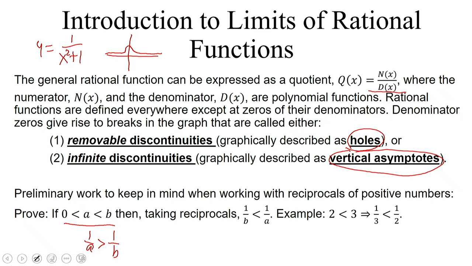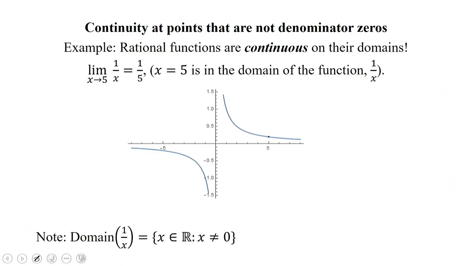But you might want to keep in mind a simple little example that will help you to keep track of this. If 2 is less than 3, when you take reciprocals, a half is going to be bigger than a third. And so as long as you have in mind numbers actually like this, it can be helpful to be able to figure out what's going on.